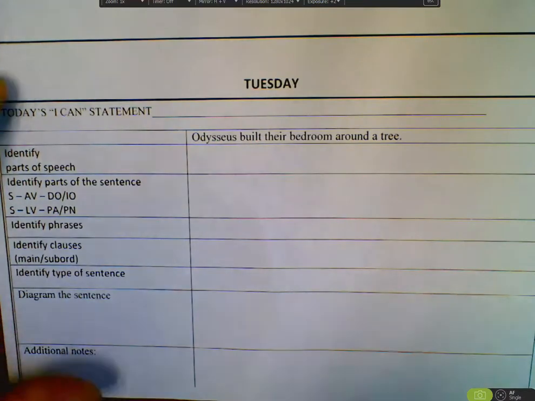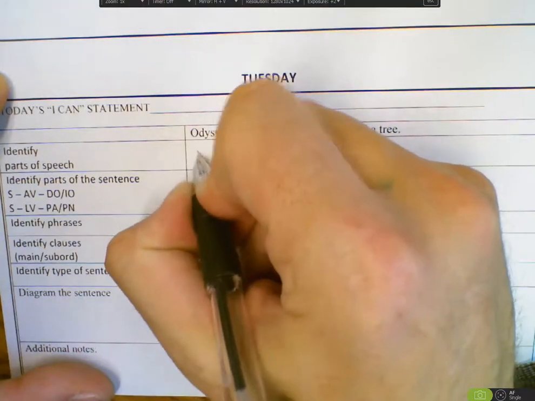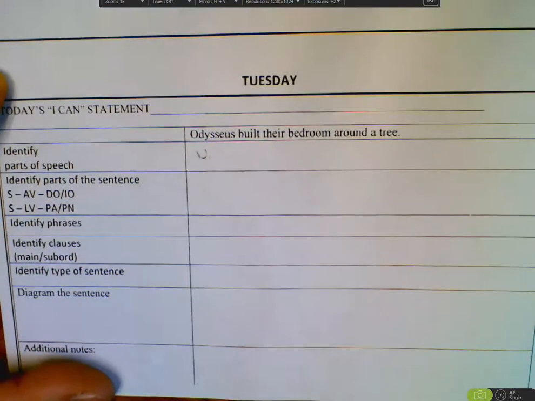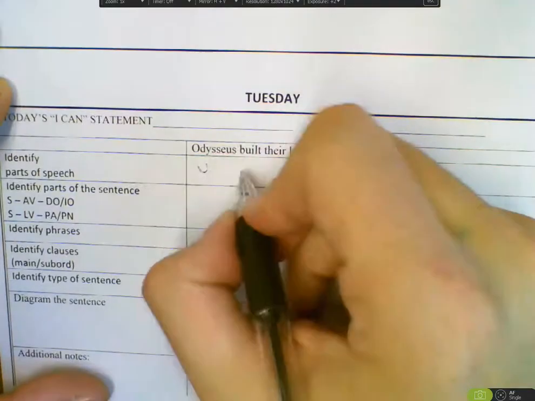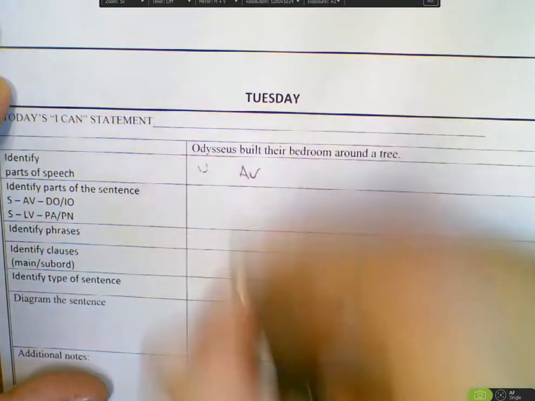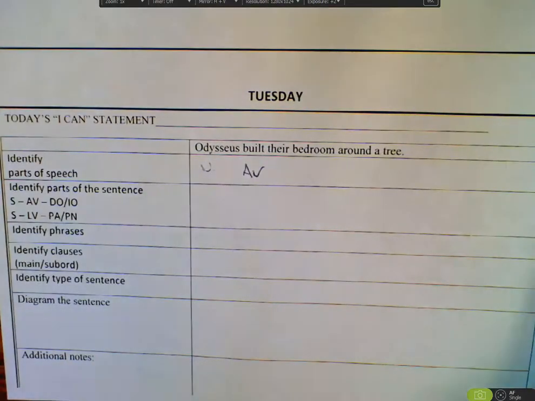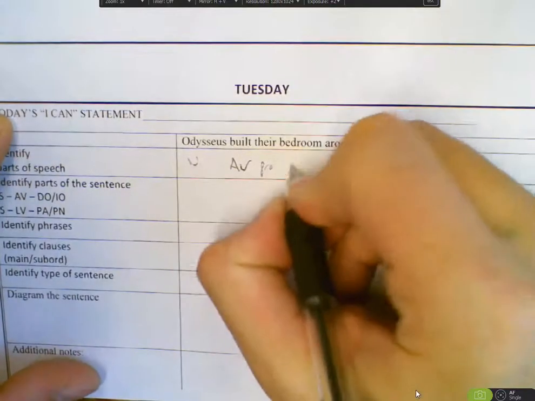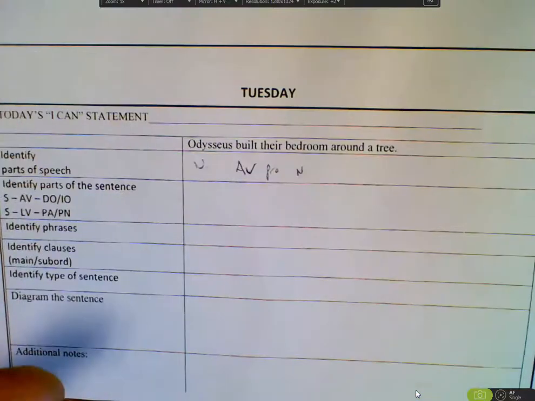Identify parts of speech. Well, Odysseus, as we said, is a proper noun. We can't just put noun there. Built is a verb. Again, go beyond that. Stretch it out. What kind of verb is it? It's an action verb. Predicate. Their. What part of speech is their? Their is a possessive pronoun. Bedroom is a noun. Students today were able to tell me it's a concrete noun. It's not an abstract thought. It's something you can touch.